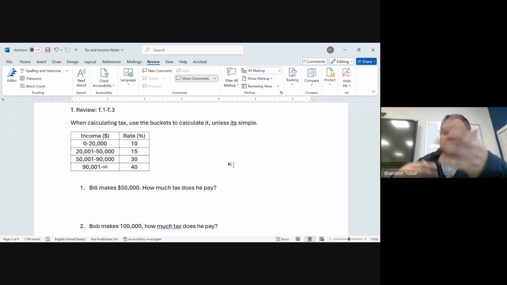And then you could do the interpretation stuff later, which is like if country A charged me $10,000 in taxes and country B charges me $5,000 in taxes, which country should I go to? Hopefully, you obviously say B because they charge me less taxes. I'm not going to have any of that on this review.